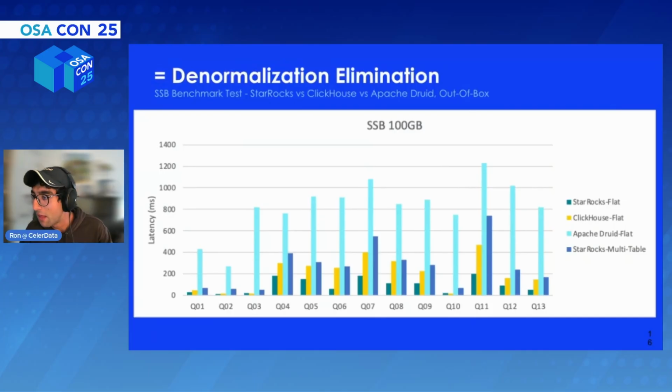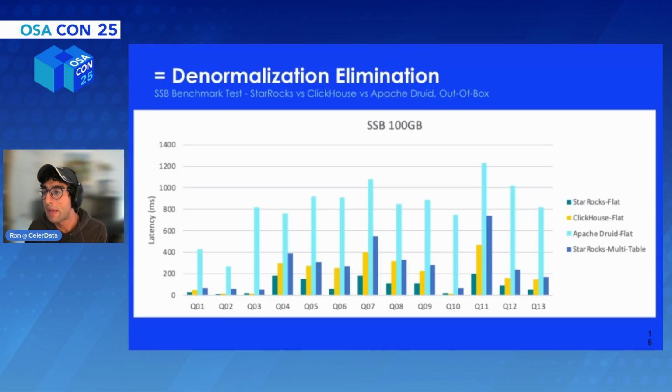I've been talking a lot about performance gains, but I haven't really shown any data yet. So, I have to say the motivation behind building StarRocks was really creating a system that excels at joins. And here we can see where you're able to eliminate a lot of denormalization. So this is the Star Schema Benchmark.